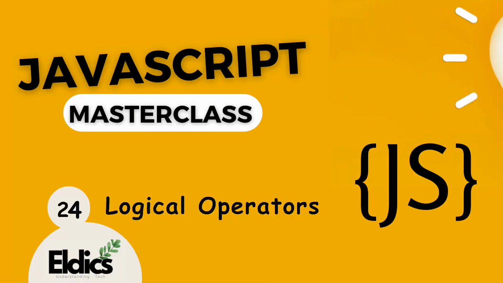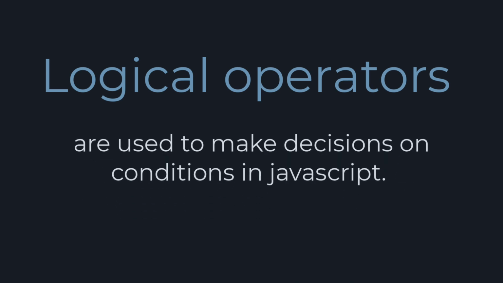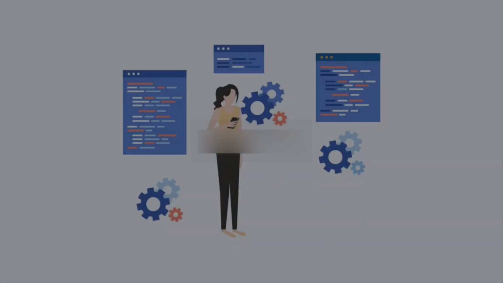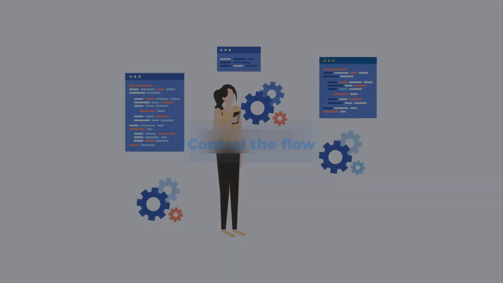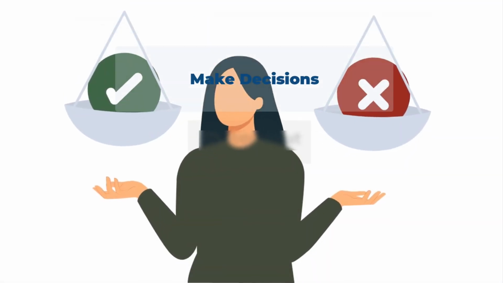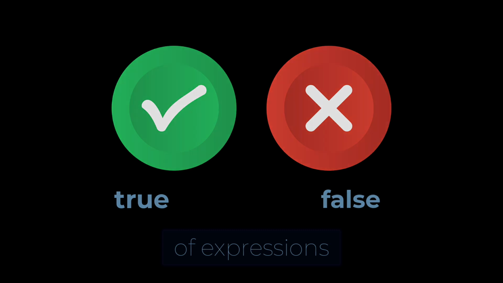Hello my friends, and welcome to this next video in the series where we shall be discussing logical operators in JavaScript. Logical operators are used to make decisions on conditions in JavaScript code. So it allows you to control the flow of programs or make certain decisions in your code. And this is based on the truth or falsity of certain expressions in your code.